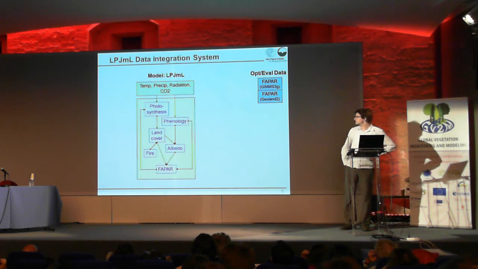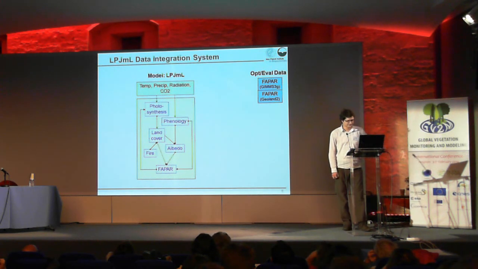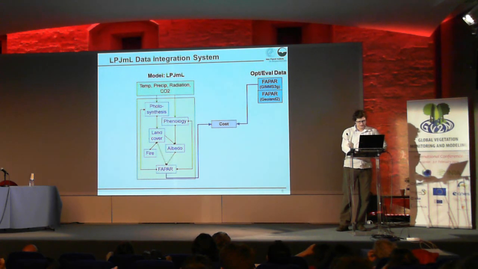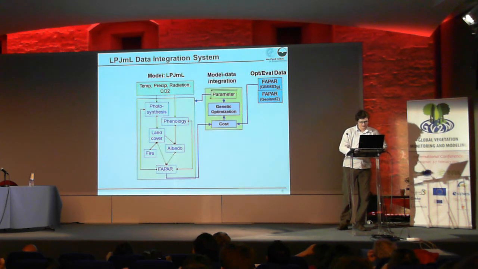So now this is the data integration system which was used here. The FAPAR data from GIMMS was used for the optimization, while the GEOLAND data was only used for evaluation purposes.